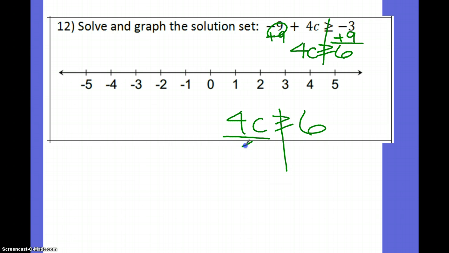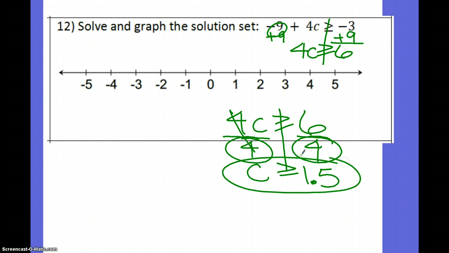So 4C is greater than or equal to 6. To get rid of the 4, we divide it out on both sides. C, the number that we divide is a positive 4, so the sign stays the same. And 6 divided by 4 is 1.5. So we would circle 1.5, and in this case, we do fill it in. It is equal to, so to show that's a solution, we fill it in. C is on the correct side, so we can follow the arrow and go to the right.